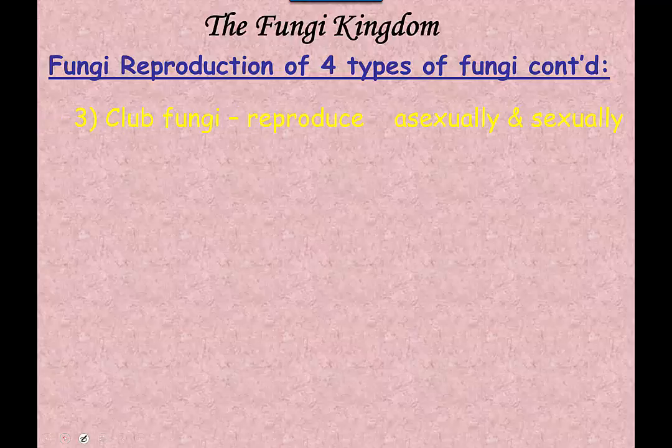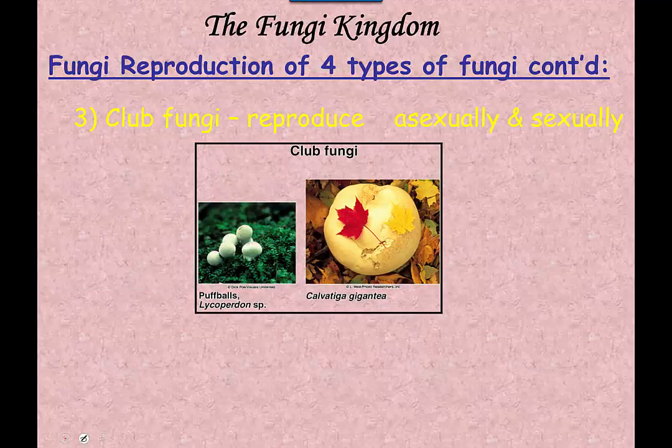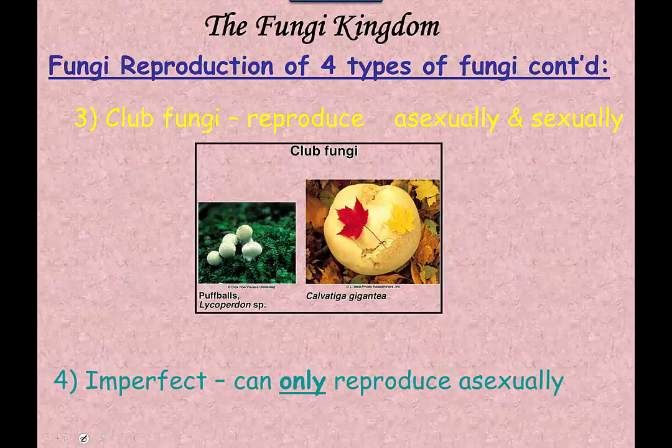Club fungi reproduce again, both sexually and asexually. If we take a look at this, we have the puffballs on the left, and another giant type of mushroom on the right. Look how big it is compared to those leaves. And the puffballs on the left, typically, if you squeeze them, they send out a poof of powdery spores. The imperfect fungi can only reproduce asexually, which is really why they're called imperfect, because that causes their demise eventually.